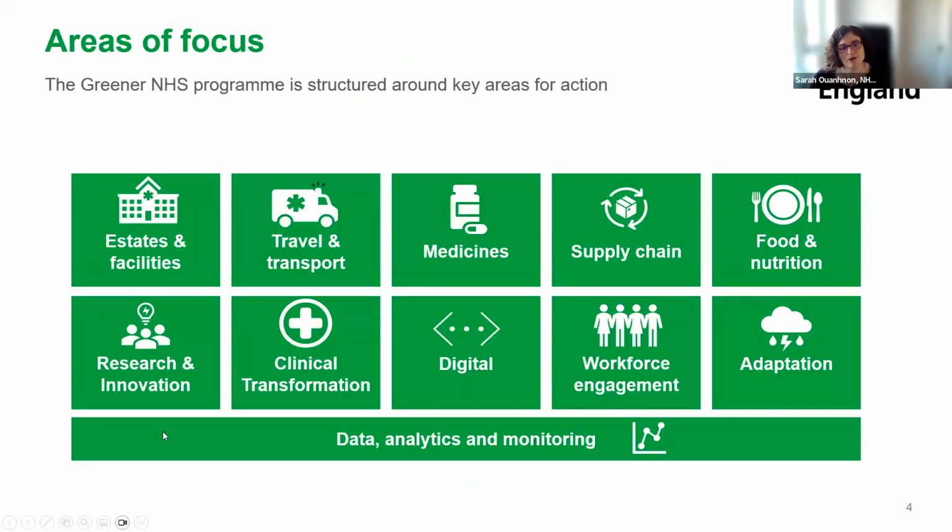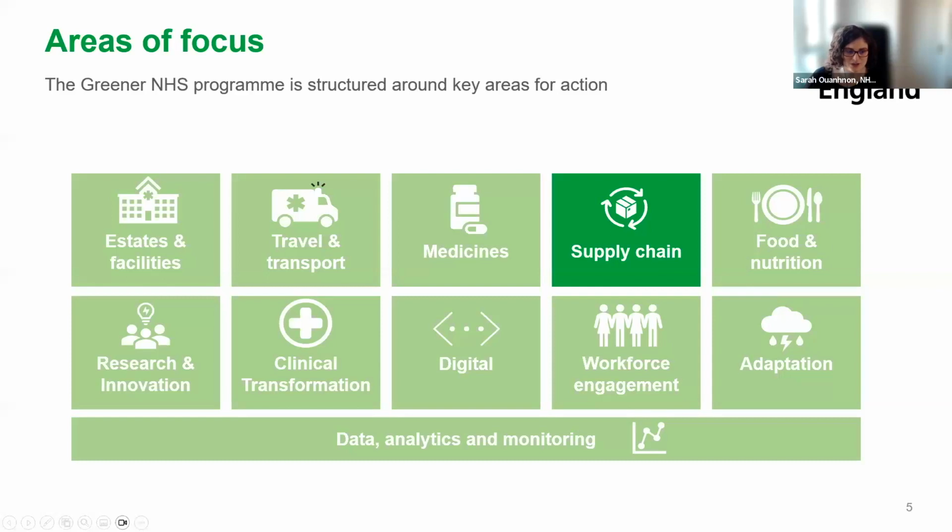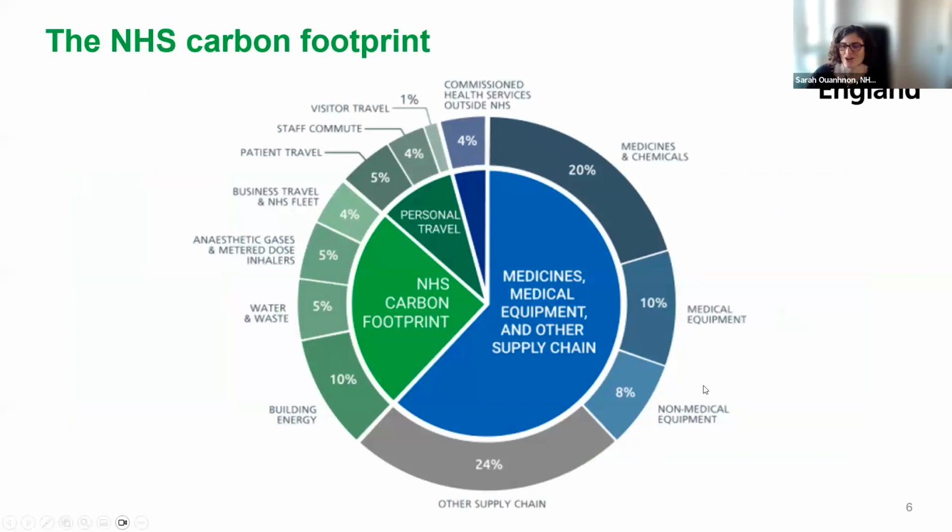I'm not going to speak about all of this, but it's just to give you a flavor of all the aspects that the Green NHS program covers. It's what you would expect in terms of our estates, our medicines, our travel, but also how we need to transform the way our pathways are designed. That's what we call clinical transformation, how we work with clinical specialties on those topics. But today we're here to speak about supply chain. So that's what I'm going to focus on.